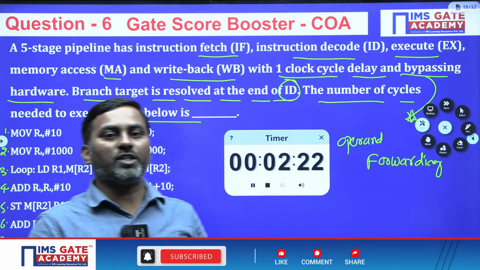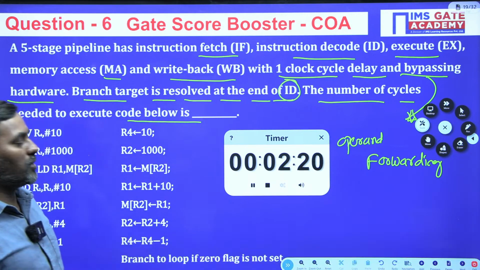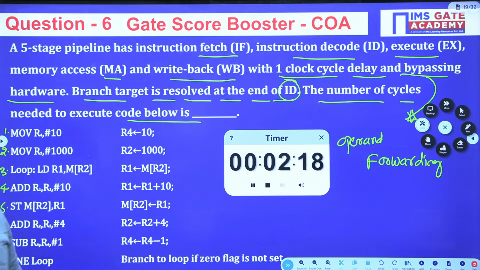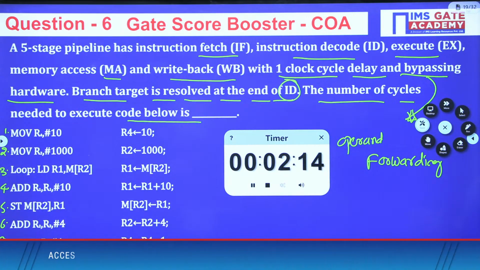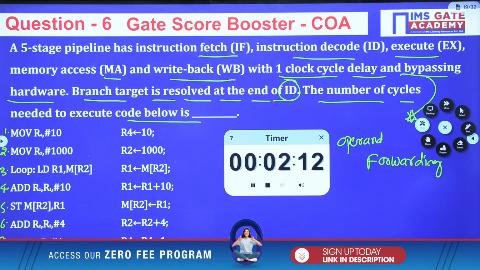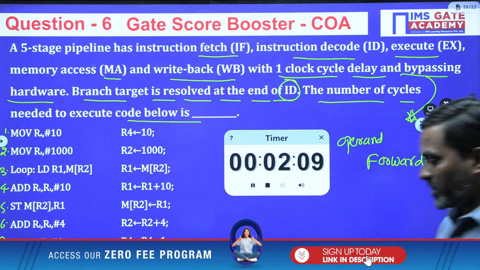So those who are watching, try to attempt this question. Try to attempt the question. Very interesting question related to pipeline. Two or three concepts are mixed. It has data hazards. It has control hazards also.